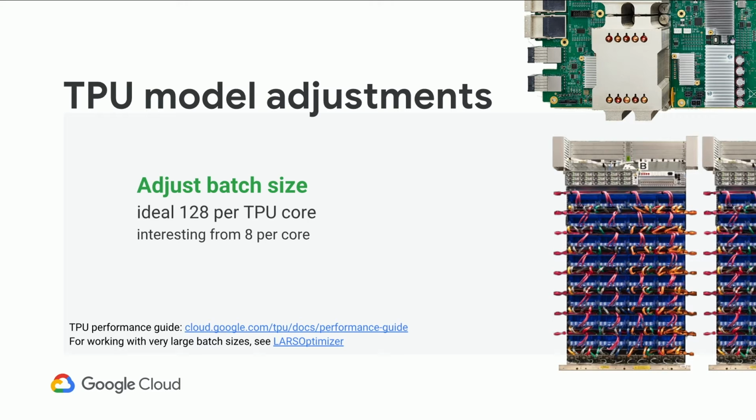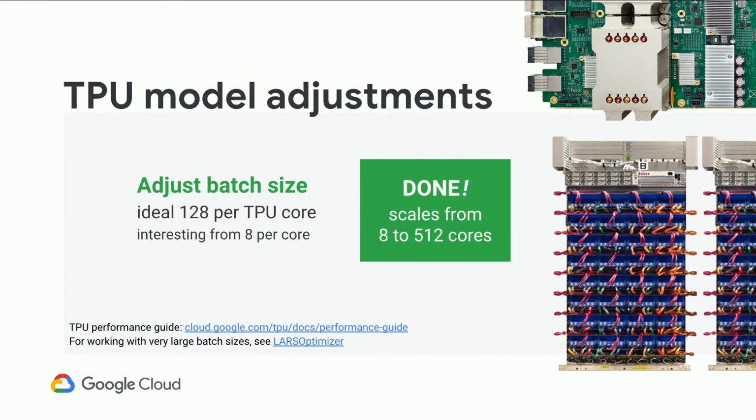It turns out the only thing you have to do is adjust your batch size. Ideally, you would use 128 batch elements per TPU core, but actually I'm getting good results already from 8 elements per TPU core. So you take your model as it is, you change your batch size, use a bigger batch size, and you're done. That's how you take advantage of all the hardware available in a TPU board or a TPU pod.